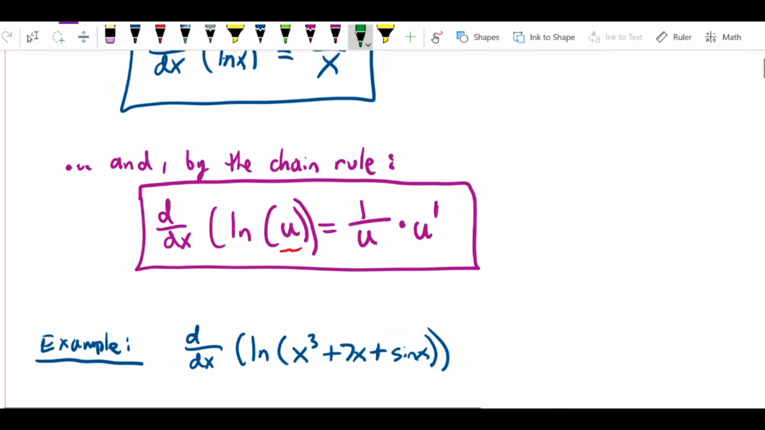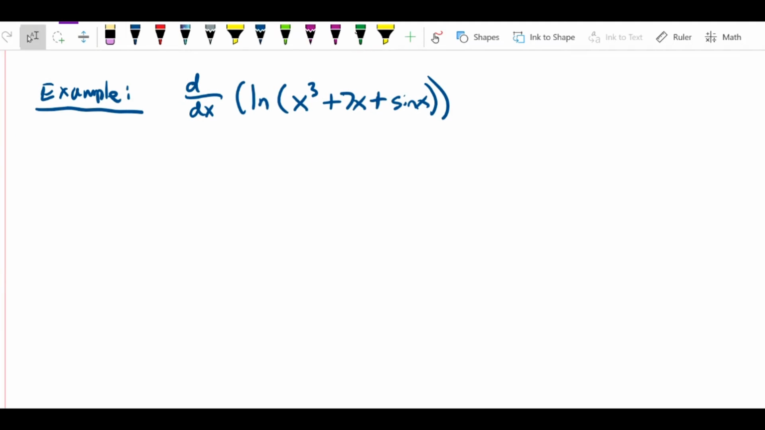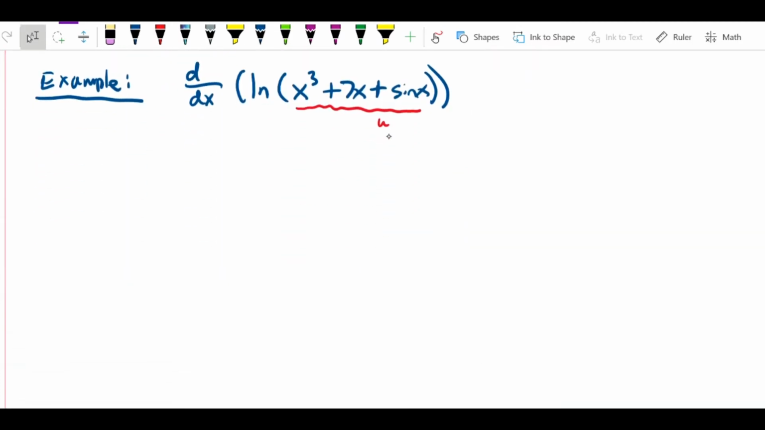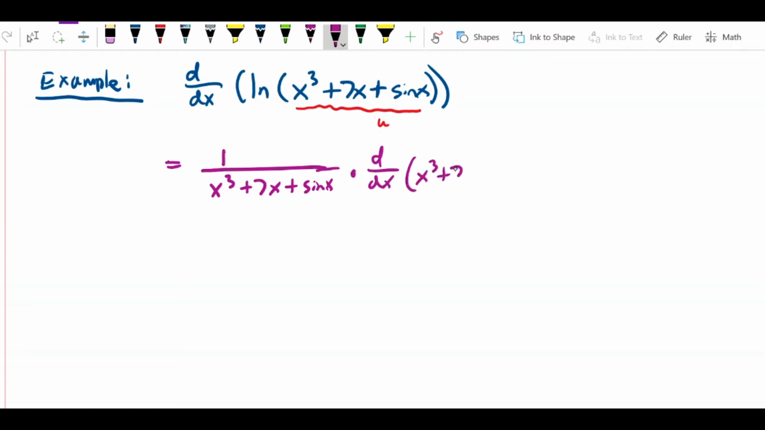Okay, so let's do one of those now. Let's find the derivative of the natural log of x cubed plus 7x plus sine x. This is basically just a chain rule problem, with natural log as the outer function, and this is the inner function that I was calling u in the above definition. So very simply, this is equal to 1 over x cubed plus 7x plus sine x, and then times the derivative of x cubed plus 7x plus sine x.